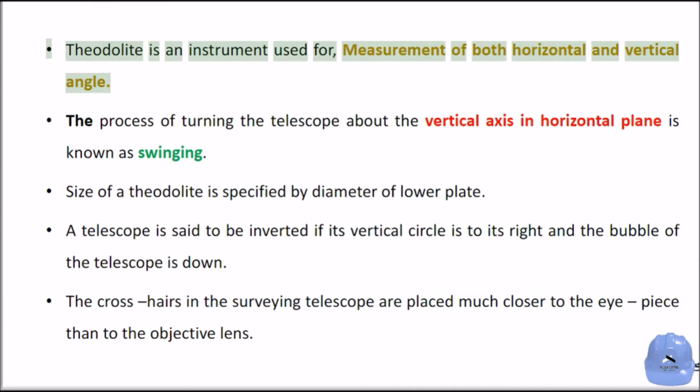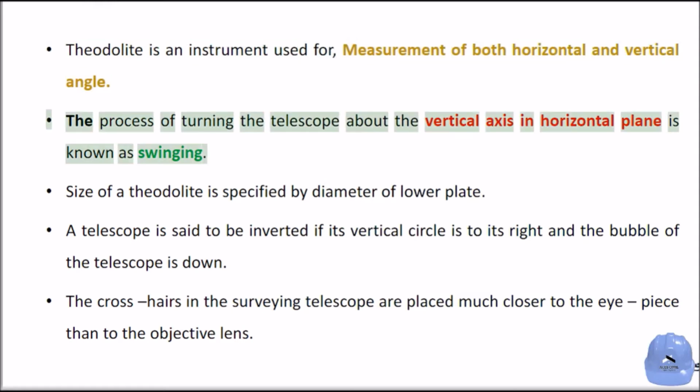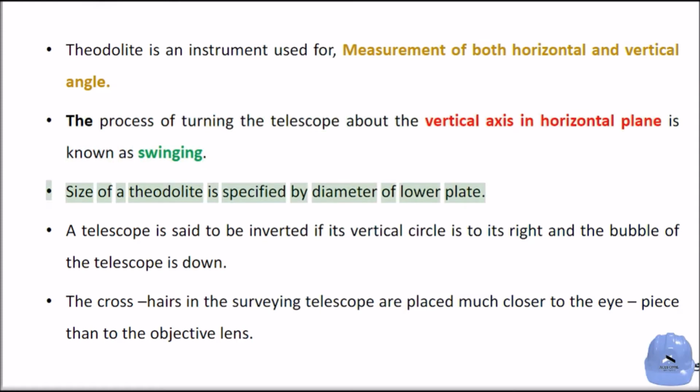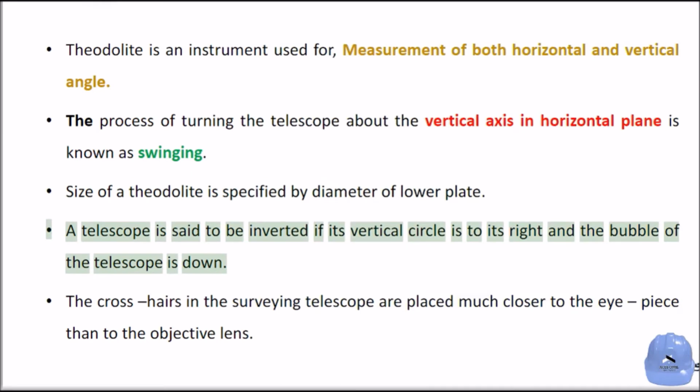Theodolite is an instrument used for measurement of both horizontal and vertical angles. The process of turning the telescope about the vertical axis in the horizontal plane is known as swinging. Size of a theodolite is specified by diameter of lower plate. A telescope is said to be inverted if its vertical circle is to its right and the bubble of the telescope is down.